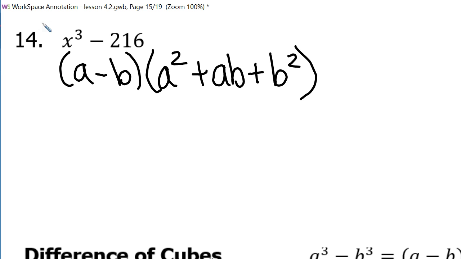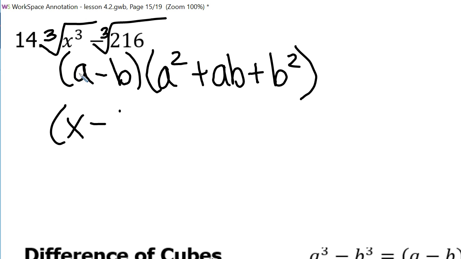Now we need to cube root both of these. So what's the cube root of x to the third? X. Then the minus sign. What's the cube root of 216? 6. Now we need to square the x. That gives us x squared. Now this time it's a plus sign.